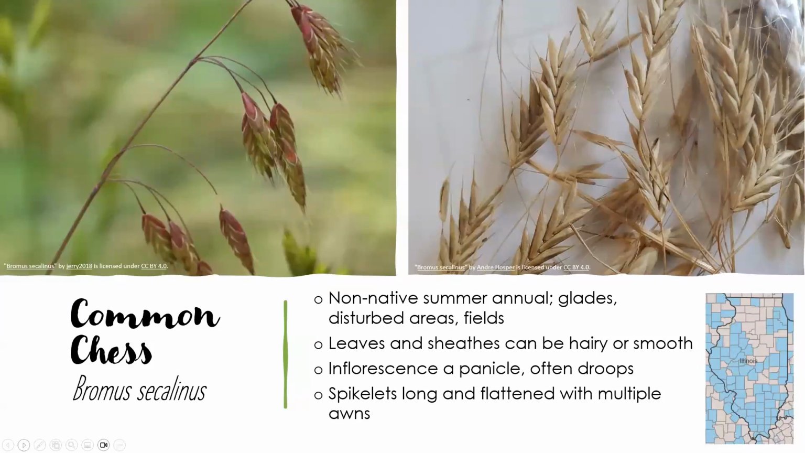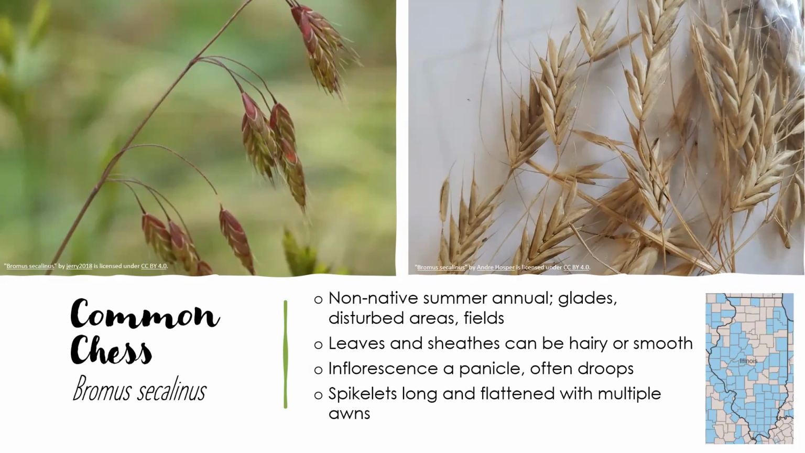Okay, we're going to look at two brome grasses next. Bromes in general, most of the ones that we have in Illinois are non-native species, and that's going to be the case for the two that we're going to look at today. There are about 20 to 21 species of brome grasses in Illinois. This one is called common chess.